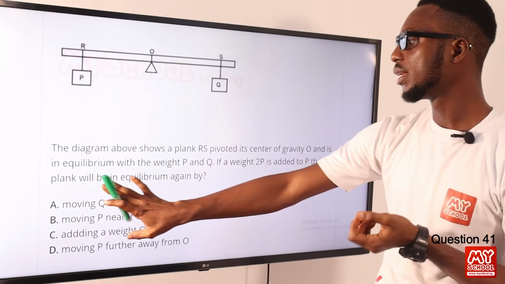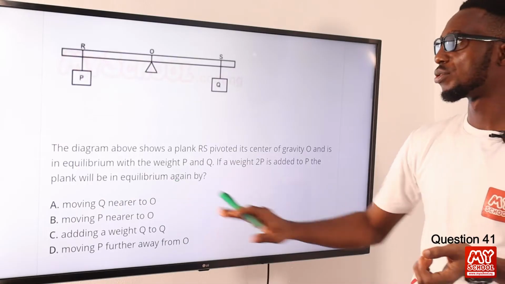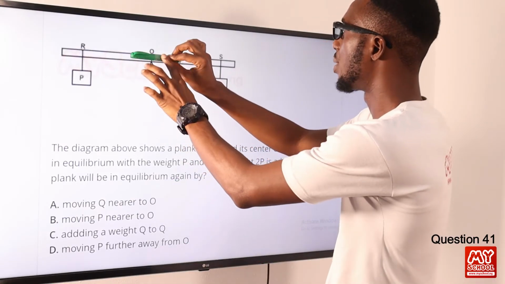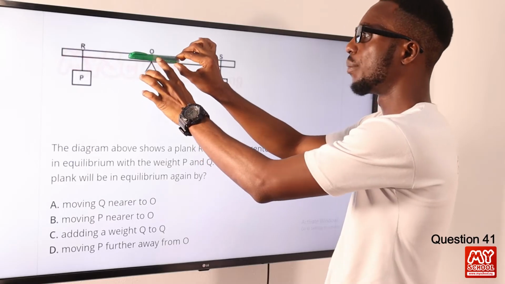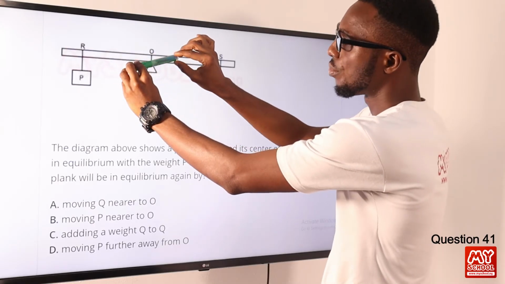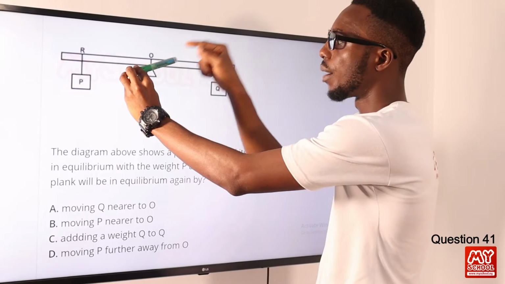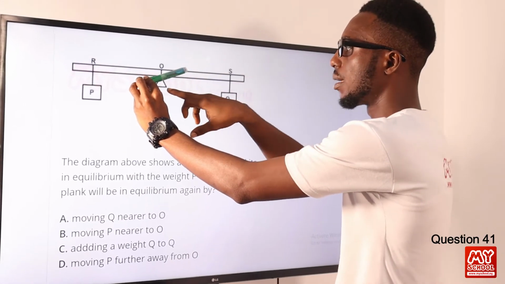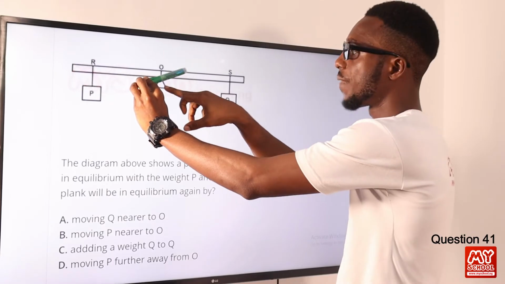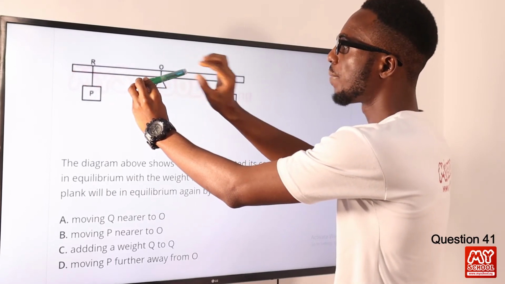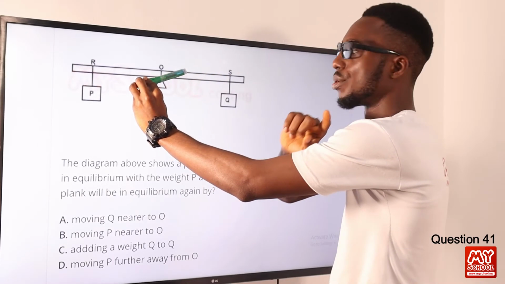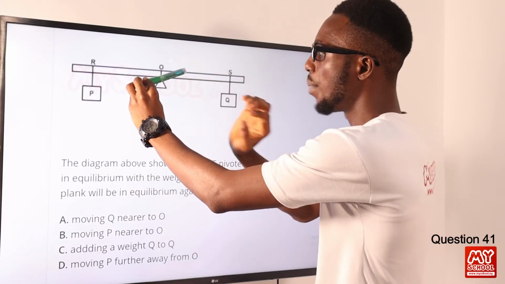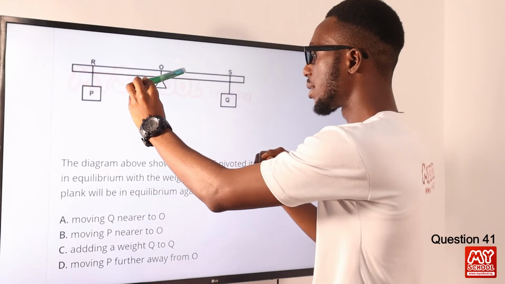The plank will be in equilibrium again by doing what? If you look at this scenario, this is point R, this is point S, this is O for equilibrium. If I had extra weight here, you realize that it tends to fall off. So the only thing I can do to find the spot of equilibrium again is by altering the distance. Whose distance should change? Of course, both sides, but let's see a movement that can bring back this equilibrium.